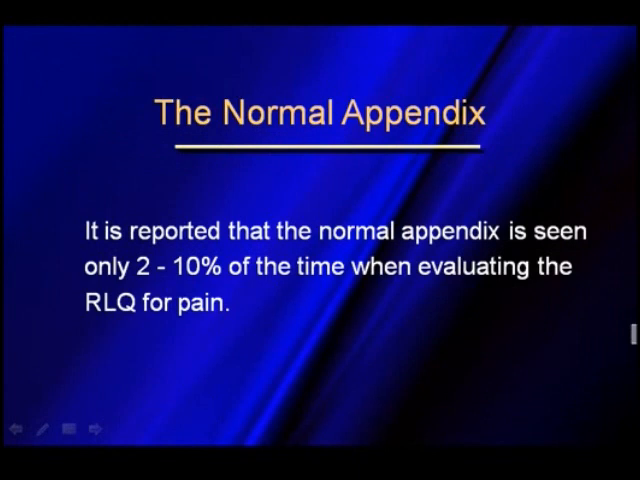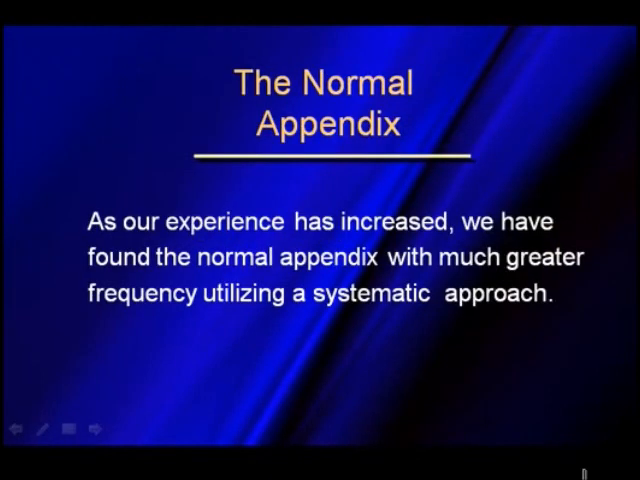It's reported that the normal appendix is only seen approximately 2 to 10% of the time when evaluating the right lower quadrant for pain. In our experience, we have increased by looking and using a systematic approach when we scan for the appendix. So what we will talk about is a systematic approach that we use in trying to locate the normal appendix.